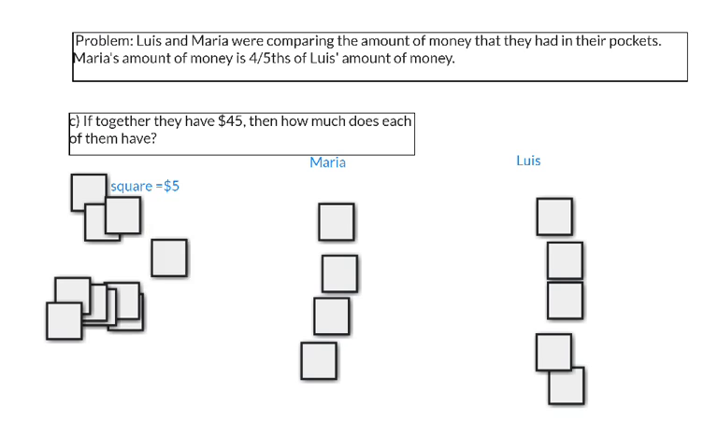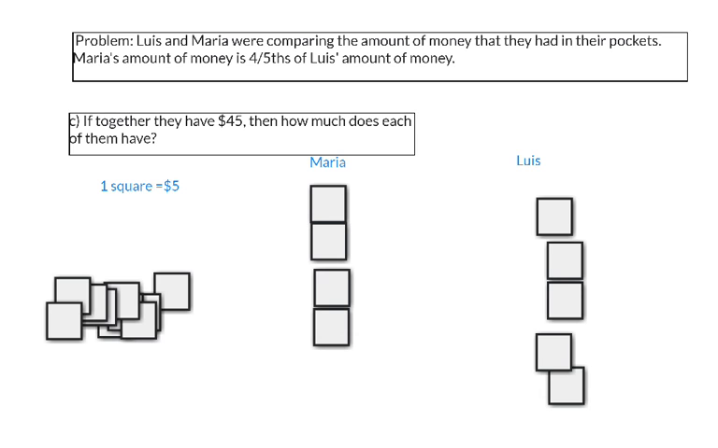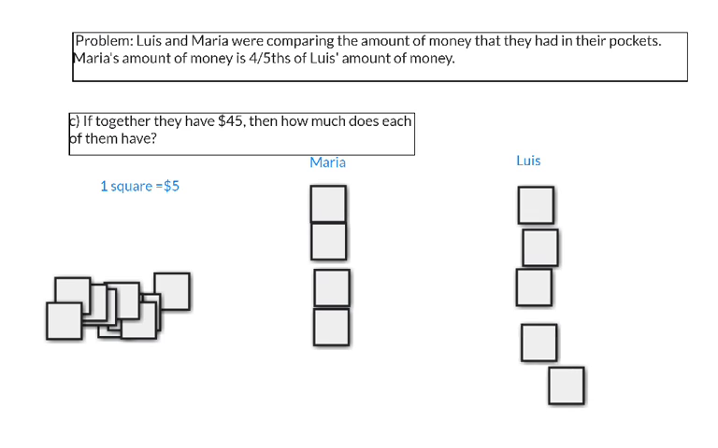So the easiest way to graphically represent this with what we already have out on the table is you just make one square worth $5. You could say each one of these squares is a $5 bill. So if that was true, then Maria would have 4 of these $5 bills: 5, 10, 15, 20. So that would mean that Maria specifically has $20. And Luis, he would have 5 of these $5 bills. So he would have 5, 10, 15, 20, $25.